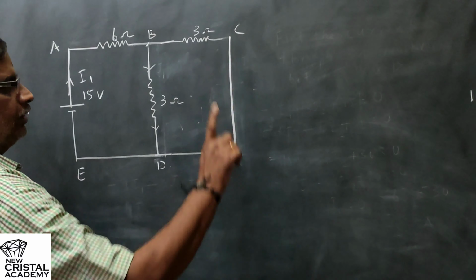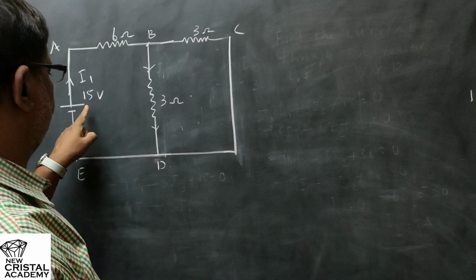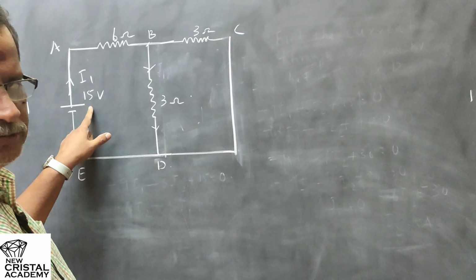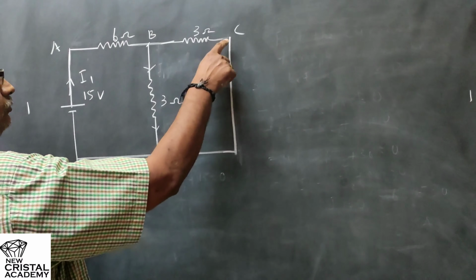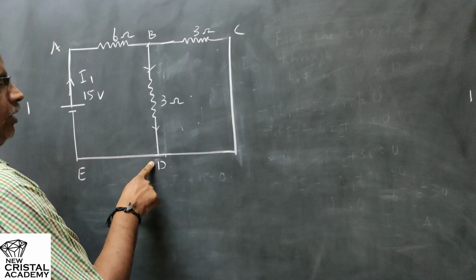So I have removed the 30 volt cell and considered only the 15 volt cell present in the circuit. Now let us see what is the current through the 3 ohm resistor. With the 15 volt cell, these two resistors are now in parallel.